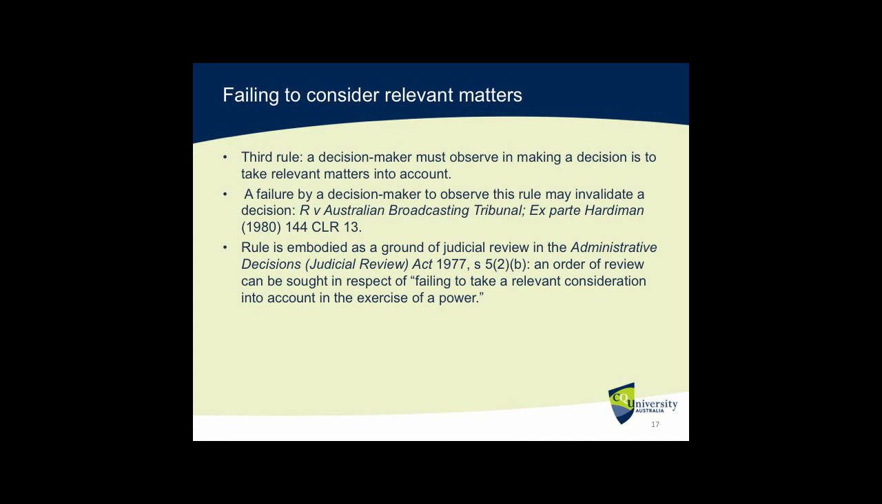Now, this specific rule is now embodied as a ground of judicial review in the Administrative Decisions Judicial Review Act of 1977. Section 5(2)(b) of the Act says that an order of review can be sought in respect of failing to take relevant considerations into account in the exercise of a power.